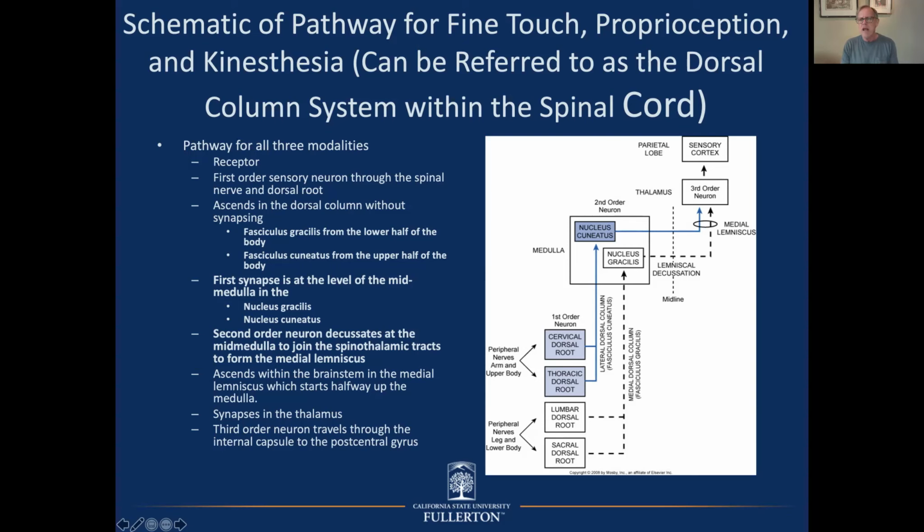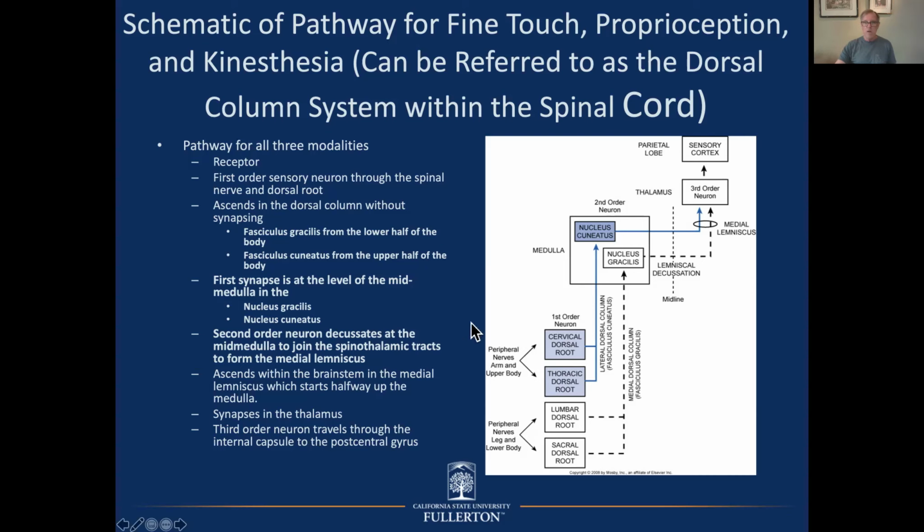And at that point, the mid-medulla, you get the spinal thalamic tract and the dorsal column system coming together into a single structure called the medial lemniscus. And that medial lemniscus continues on up through the pons in the midbrain, and finally synapses in the VPL. I'll put that in parentheses because you don't need to learn that detail. It synapses in the thalamus. And then the third order neurons travel up through the internal capsule in a somatotopically organized way to the post-central gyrus.